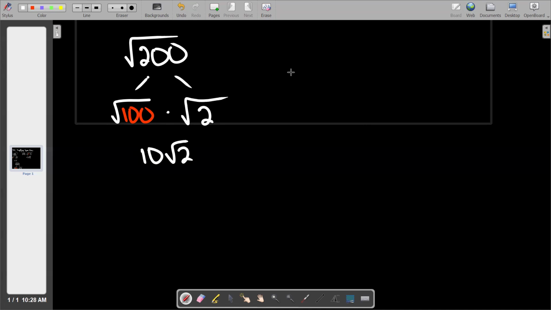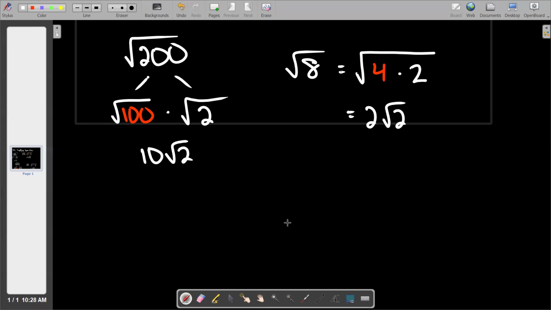All right, let's go again. The square root of 8. I'll do the sideways way for anyone that likes that method. So what are our numbers? I'm going to put a 4 and a 2. What's the final answer? 2 root 2.